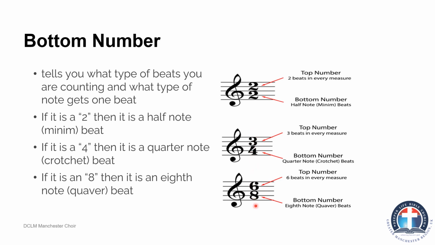If it is an 8, it refers to what? Aha, you got it right. It's a quaver beat. 1 over 8 is also called an 8th note. So it's an 8th note or a quaver beat. Remember, the top number is quantity, so 6 quaver beats or 8th note beats in a bar. And you keep going on and on like so.